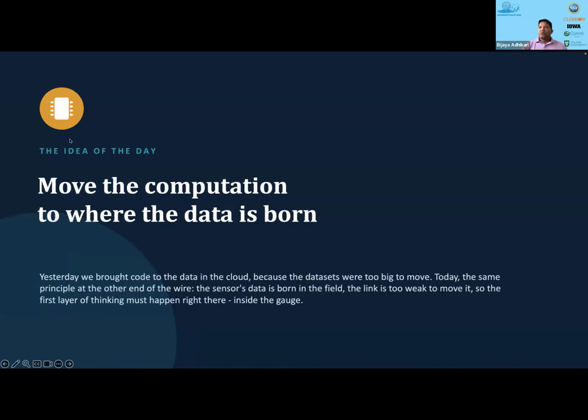Okay. So the idea for today, as we said earlier, is to move the computation to where the data is born. Yesterday we brought the code to the cloud, where the data lives, because the data sets were too big to move. Today it's the same principle, but the motivation is different. It's not because the data is too heavy to move. It's because the communication links are too fragile. So the question is, how do we move the computing towards the source of the data in a principled manner?